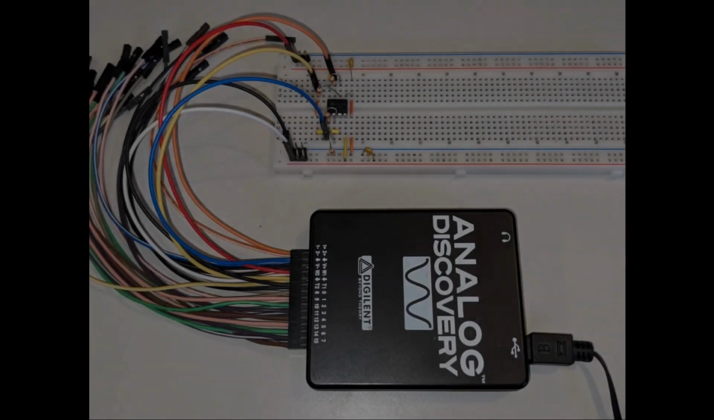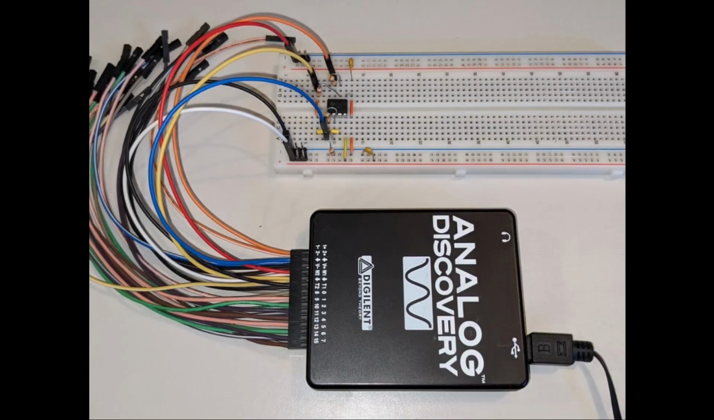Now that we know a little something about the non-inverting amplifier, let's go ahead and evaluate its performance using the Digilent Analog Discovery. From the previous video on inverting amplifiers, you'll recall that this device serves as a power supply, providing plus and minus 5 volts. It serves as a waveform generator, and it serves as an oscilloscope.